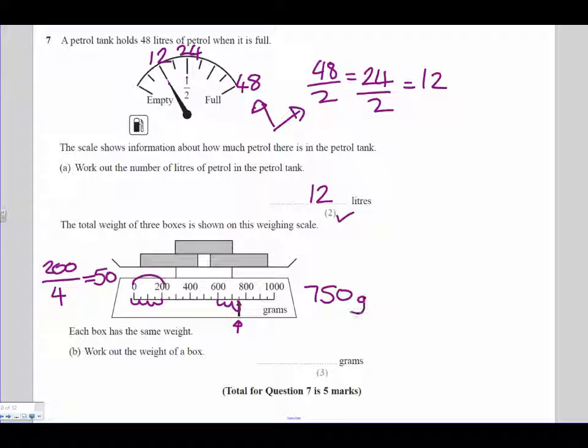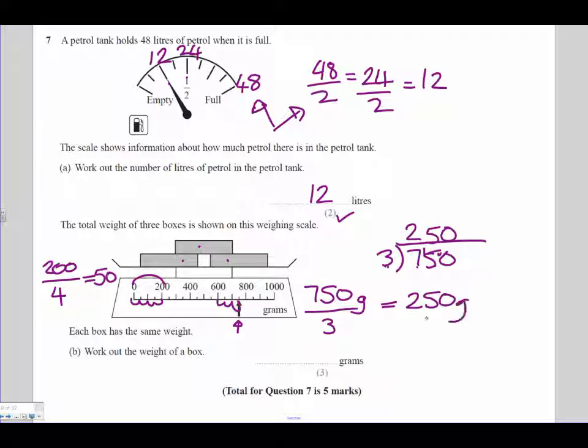So 750 grams is the weight, and we have 3 identical boxes. We need to show the examiner that we can divide 750 by 3. So let's do that using short division. 3 into 750, 3 goes into 7 twice, remainder 1. 3 goes into 15 5 times, remainder 0. And 3 goes into 0, not at all. So 750 divided by 3 is 250 grams.